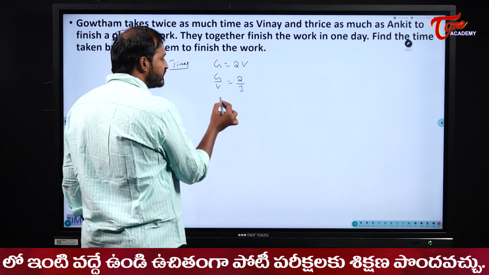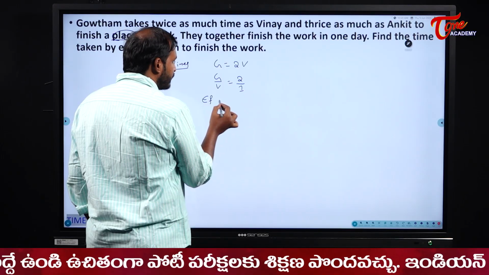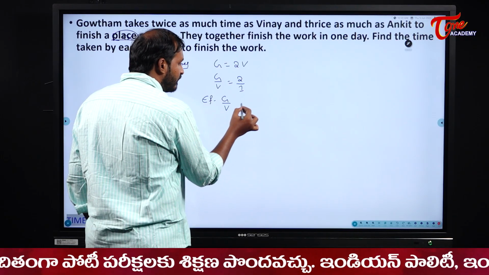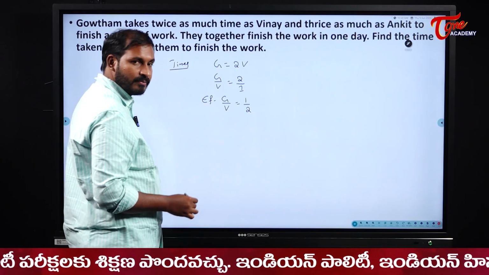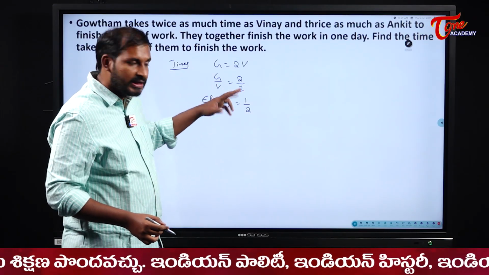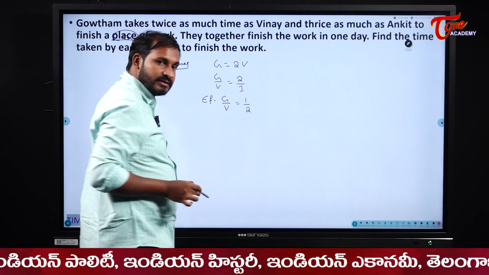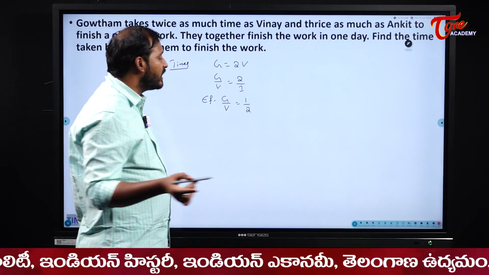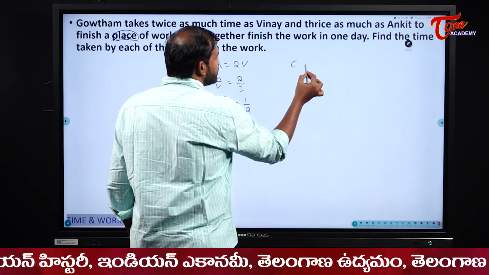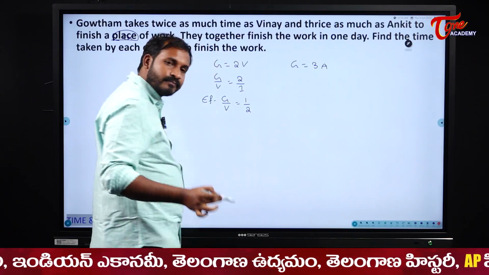Now tell me what is their efficiency ratio? Efficiency of Gautam by Vinay will become what? 1 by 2. Why? Because inverse. Similarly, and thrice as much as Ankit. That means same Gautam he is telling about the Ankit's one. So Gautam is equal to 3 times of Ankit.